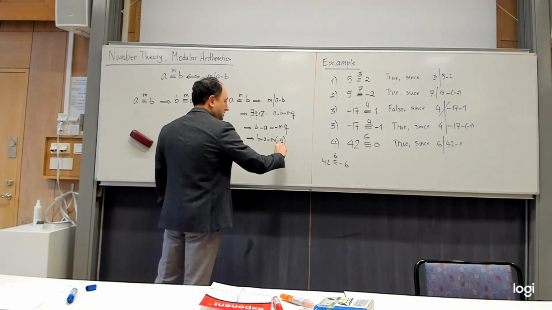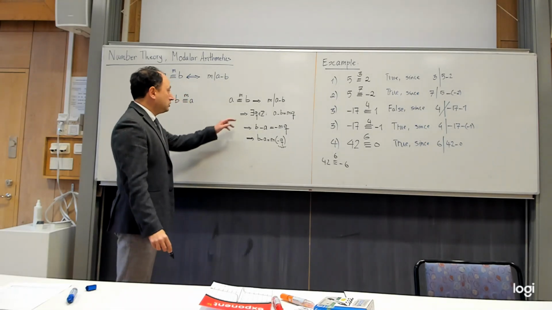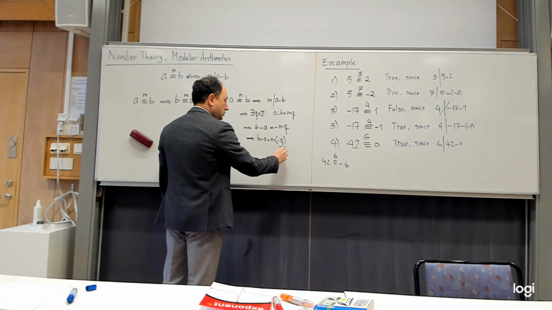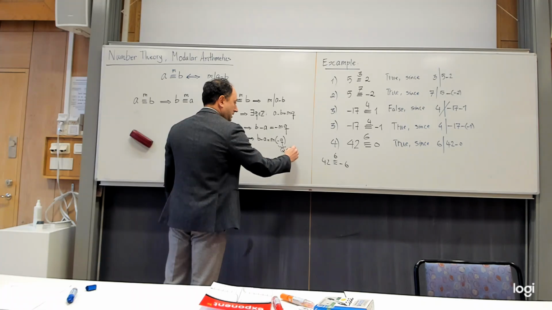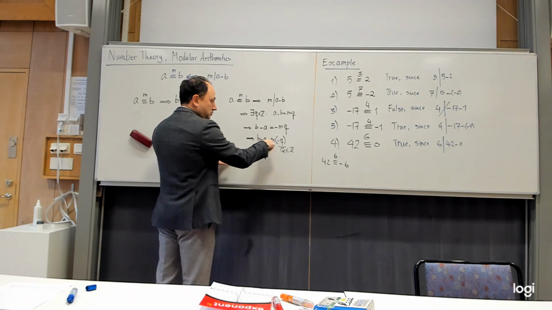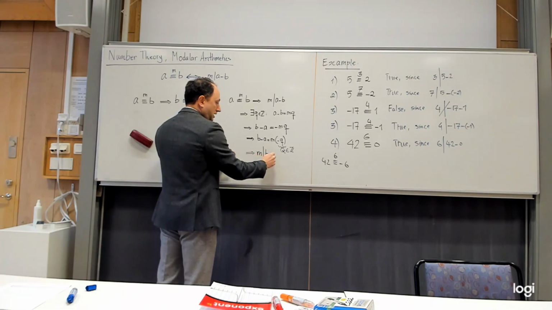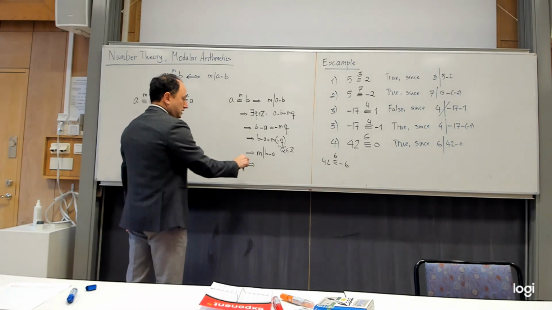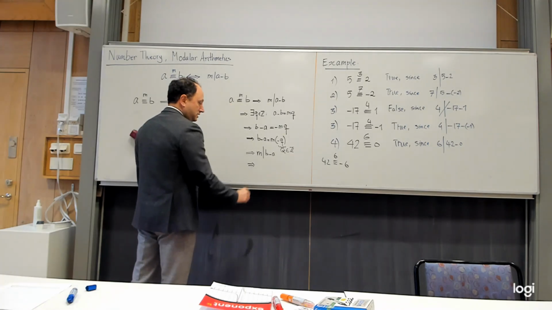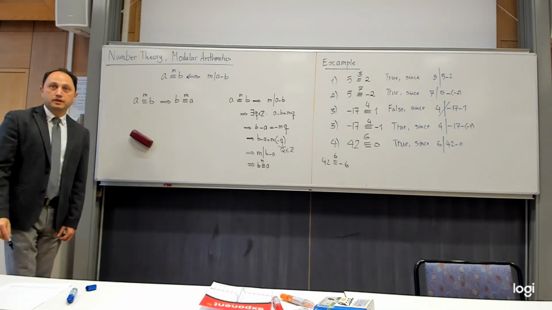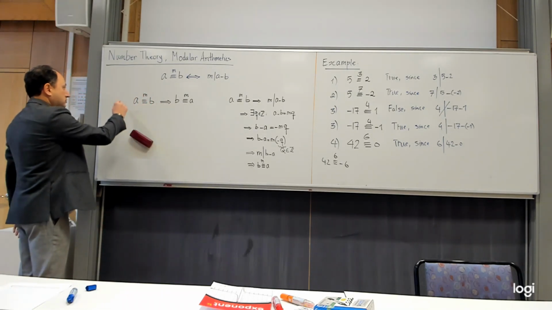But what is this negative q? What type of number is this? q is an integer, so definitely minus q is also an integer. So I can call it q, but I am guaranteed that this q is an integer. So m multiplied by an integer is b minus a. What is the meaning of that? It means that m divides b minus a. Yes? Okay, but I can write this in this new language: m divides b minus a means b is congruent to a modulo m. Yes? So this relation is symmetric. So that's one property.